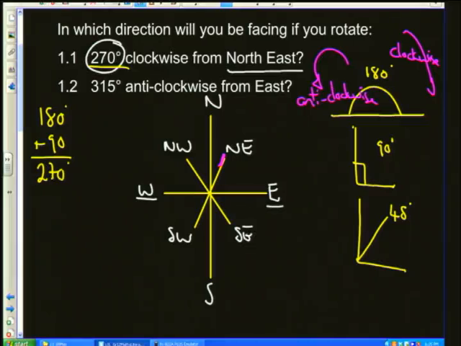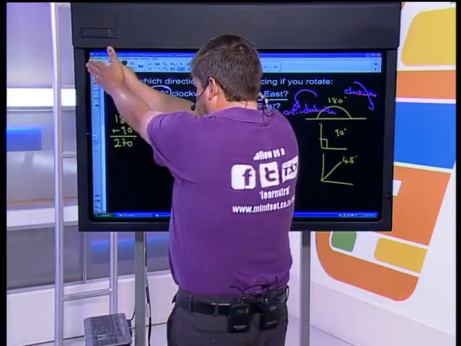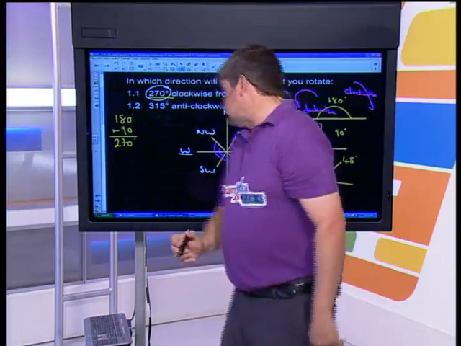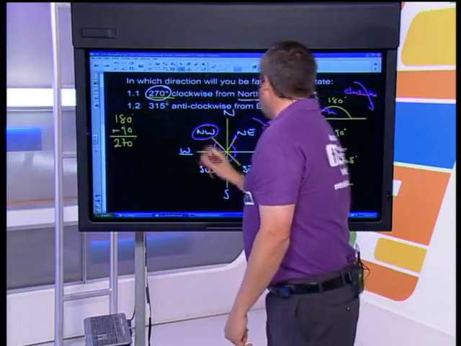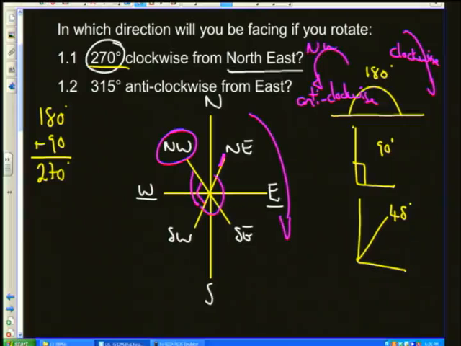Now, we want to go clockwise. Because we want to go clockwise, I know I'm going to go in this direction over here. Going in that direction, I want to go 270. So I want to go a full 180, plus another 90. Can you see this 90 degrees? So if I'm facing northeast and I turn 180 and another 90, where am I facing? I'm facing northwest. So my answer here is I will now be facing a northwesterly direction.